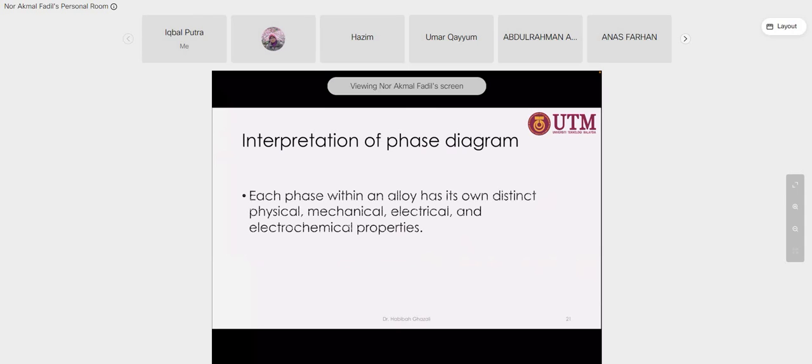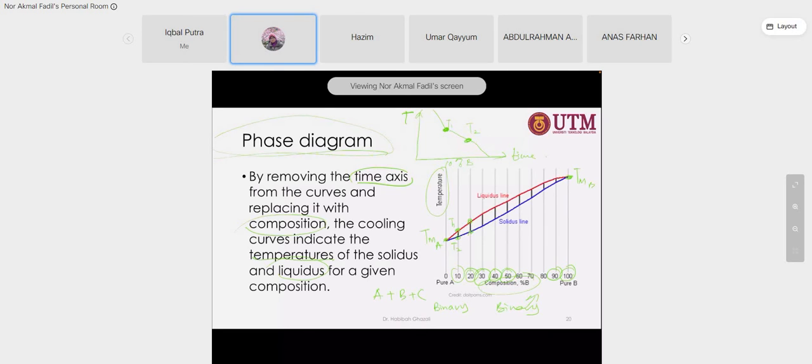Okay, so each phase within an alloy has its own distinct physical, mechanical, electrical, and electrochemical properties. Look at this, each phase. Okay, in here you get phases, for example, this is the liquid phase. You mix A and B in liquid form. This one is solid. Okay, we name it, for example, alpha. So this one you have L, liquid. L plus alpha, solid alpha.